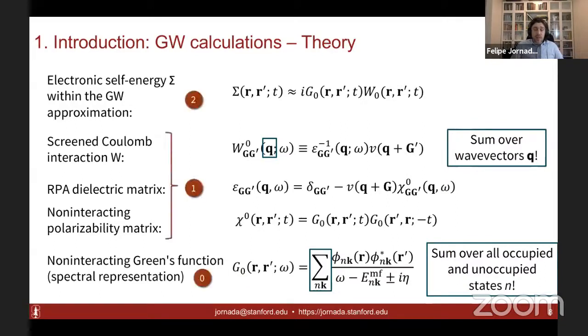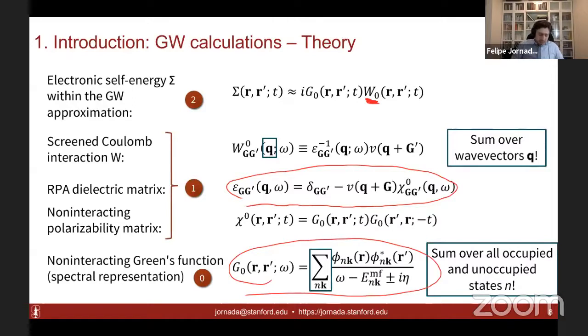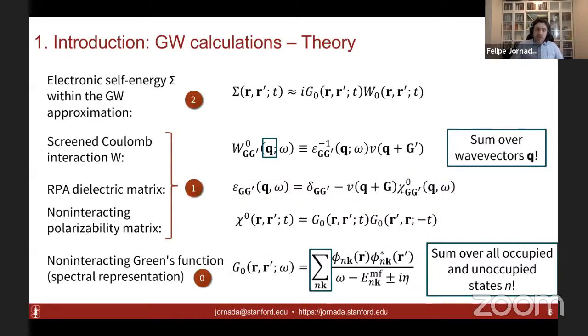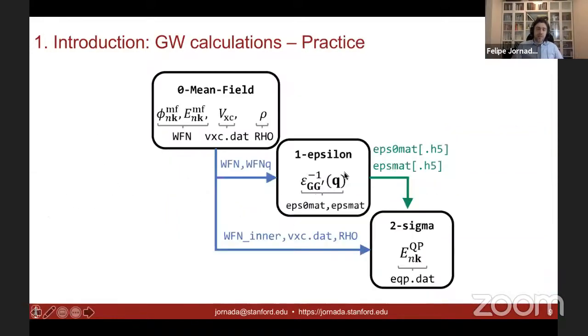And the other thing that you can naturally see is that if you want to compute the self-energy sigma, the first thing that you have to compute is basically the polarizability matrix epsilon. And in order to compute this polarizability matrix epsilon, we need the Green's function. So there's a natural hierarchy for how these calculations should be done within a DFT code, in a GW code. And that's actually how your calculation is going to work out today.